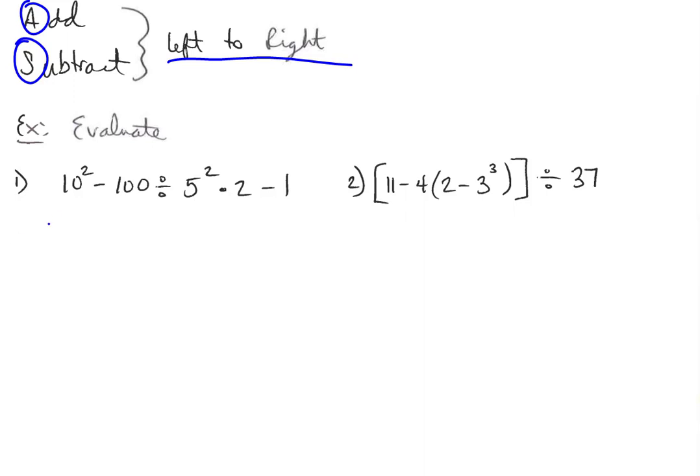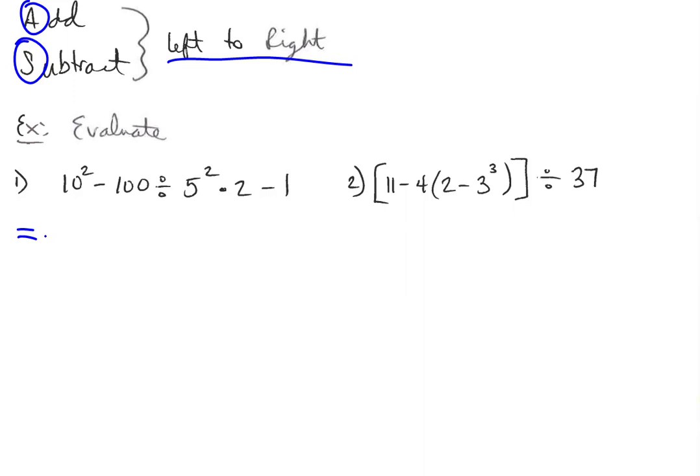So our first example reads 10 squared, so that's 10 to the power of 2, minus 100 divided by 5 squared times 2 minus 1. So that's just me reading strictly left to right the way the problem is written. Now we want to put to work here our order of operations defined above. And of course, as we've already seen, that would involve any grouping symbols first, but this example has no grouping symbols. So we skip that and go on to exponents, the second item in our list.